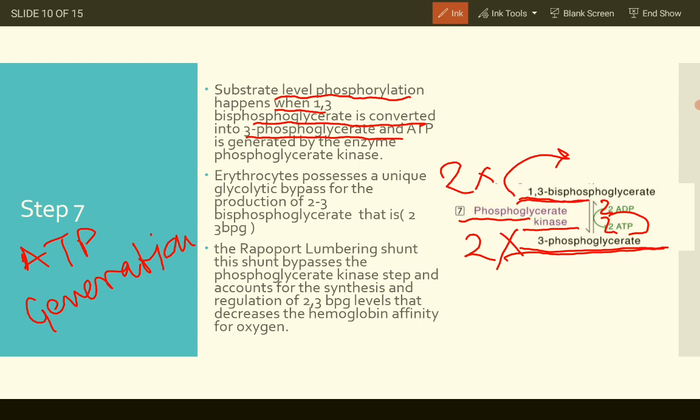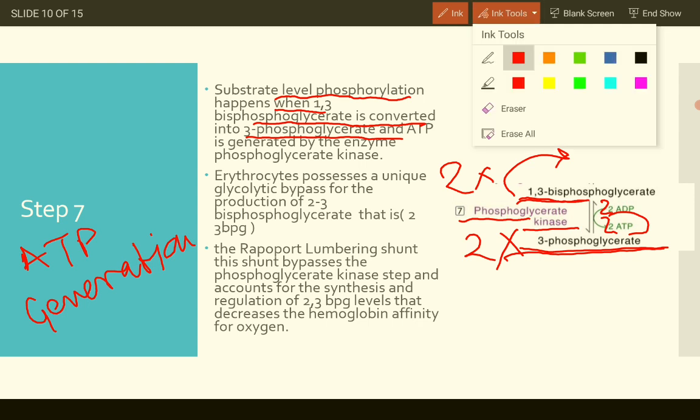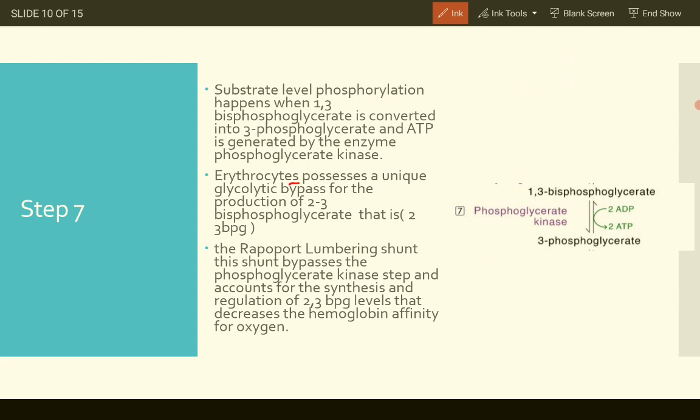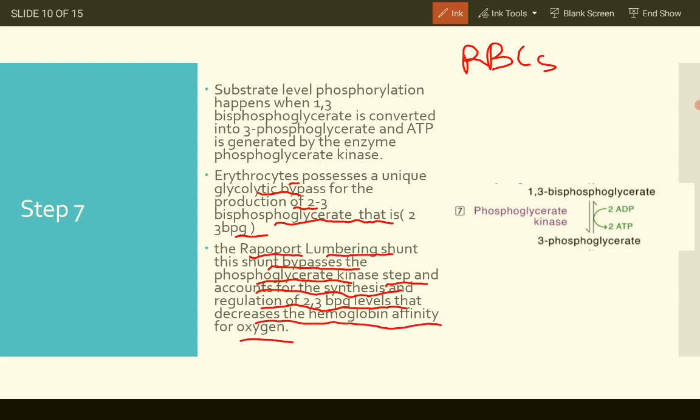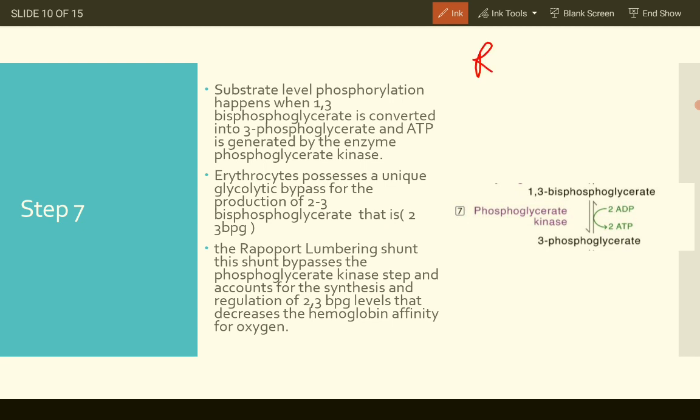Now there is a special case for this in the erythrocytes. Erythrocytes are also known as RBCs. So in the red blood cells, a glycolytic bypass is there, where the production of 2,3-bisphosphoglycerate, that is 2,3-BPG, is increased. This process is known as the Rapoport-Luebering shunt. This shunt bypasses the phosphoglycerate kinase step and accounts for the synthesis and regulation of the 2,3-BPG level that decreases the hemoglobin affinity for oxygen.